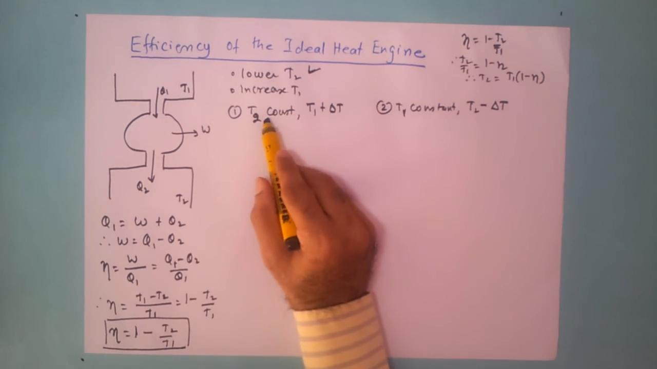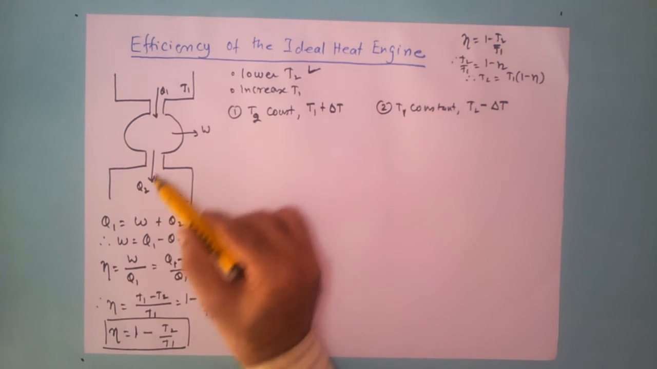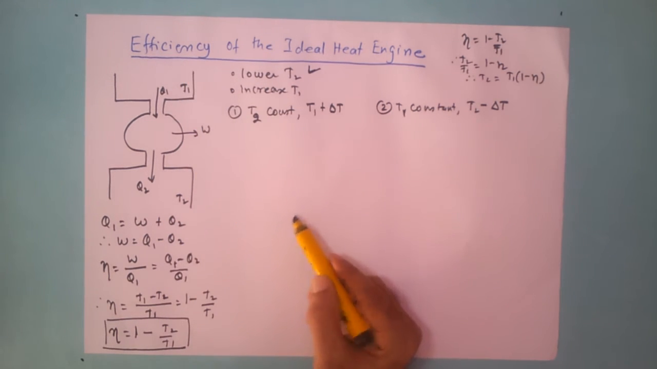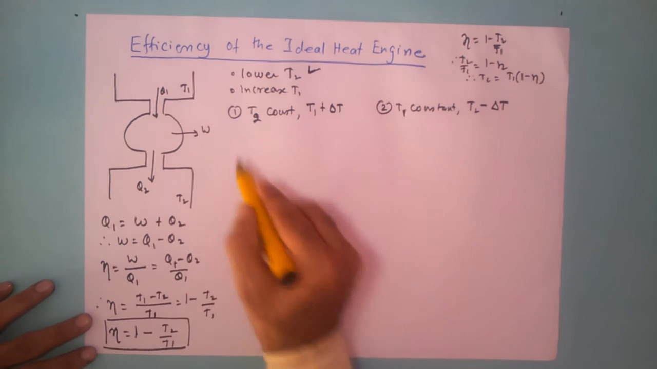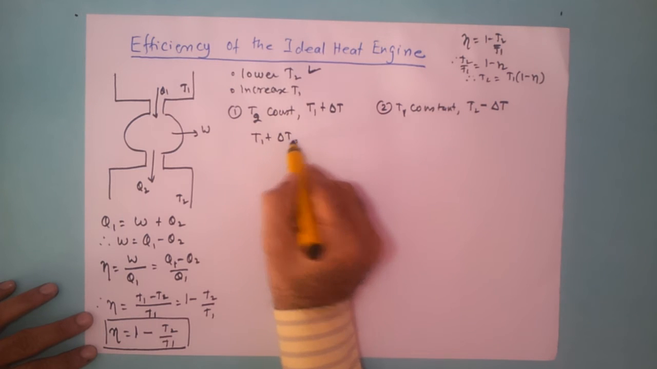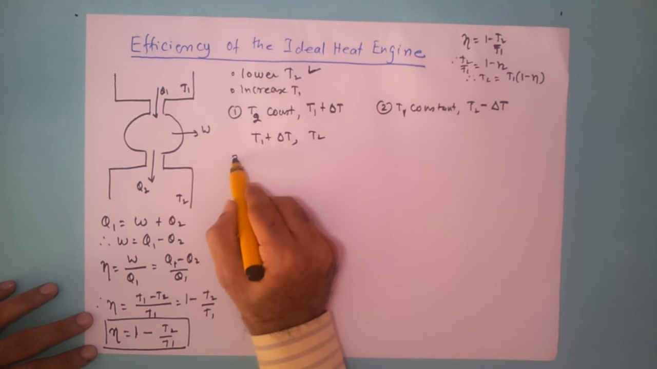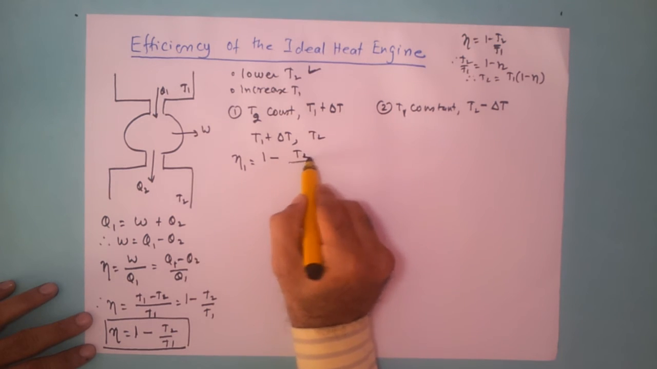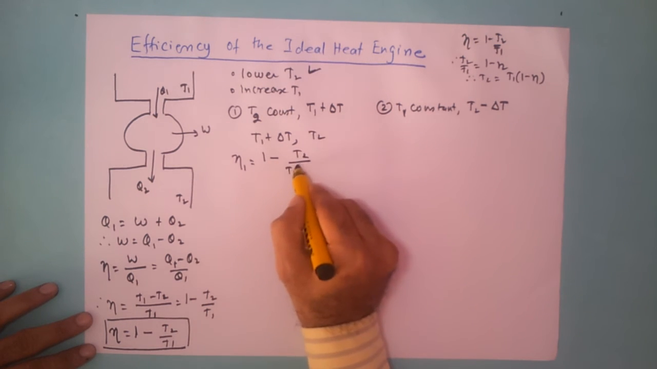Now let us say we keep T2 constant. We are not changing T2 and we are increasing delta T. We are increasing the temperature of the source. So what will be the new efficiency? Our temperatures are T1 plus delta T and T2. Therefore, the new efficiency eta 1 would be 1 minus T2, which we are keeping constant, upon T1 plus delta T.